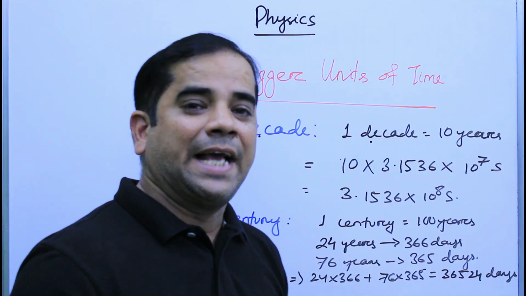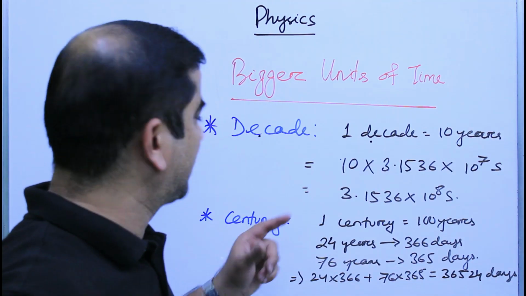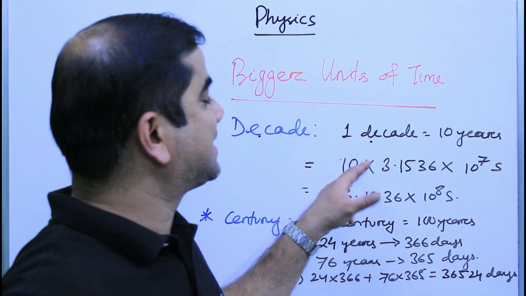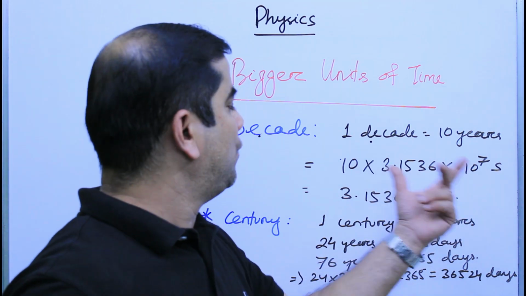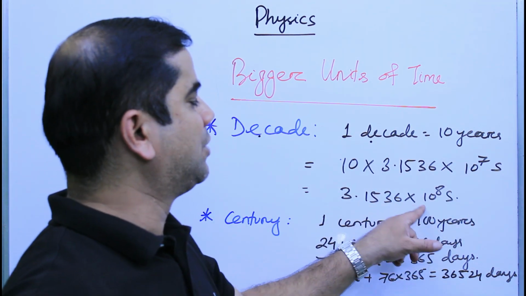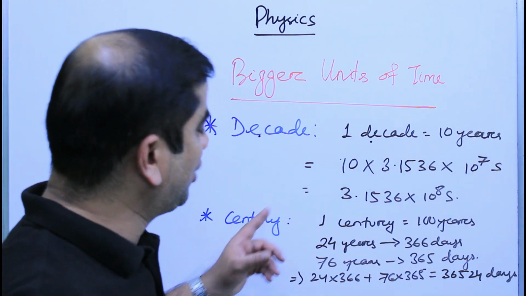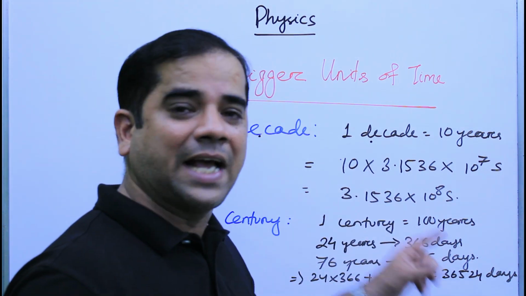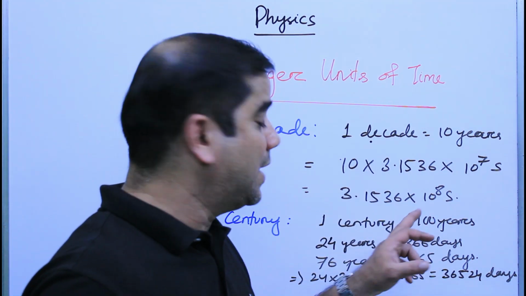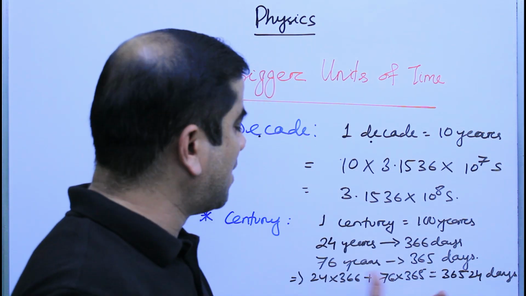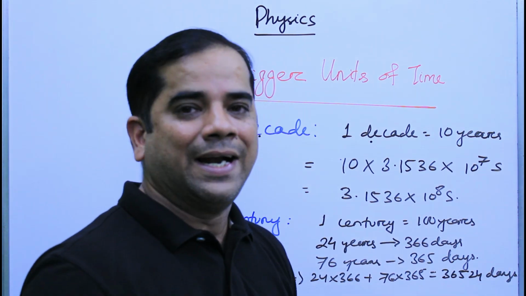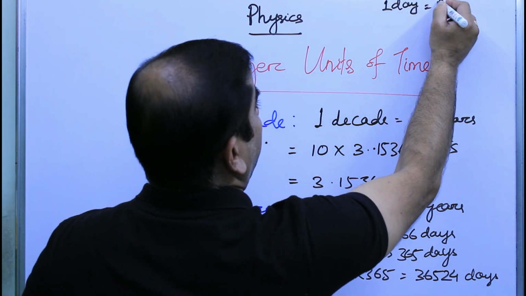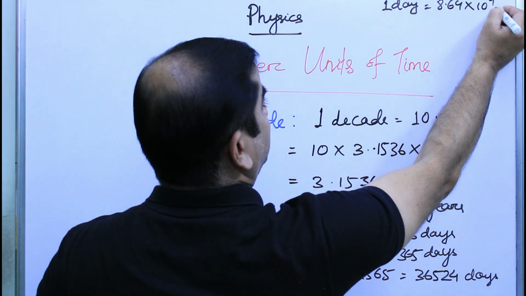Okay. Students, the next bigger units are decade and century. Okay, so a decade is 10 years. So when we multiply 10 with the seconds for 1 year, we get 3.1536 into 10 to the power 8 seconds. A century is 100 years, out of which 24 years are of 366 days and 76 years are of 365 days. So they sum up to 36524 days. And we know that 1 day is equal to 8.64 into 10 to the power 4 seconds.